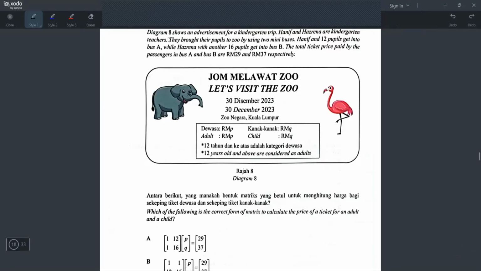Okay, number 19. Let's go. Diagram 8 shows an advertisement for a kindergarten trip. Hanif and Hazrina are kindergarten teachers. So these two persons, they are teachers. They brought their pupils to the zoo by using two minibuses.